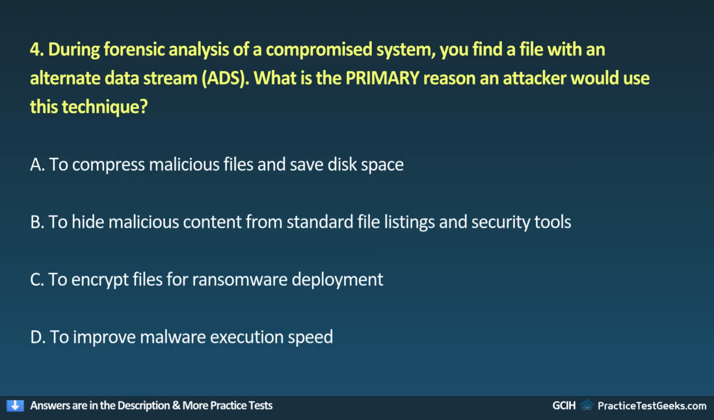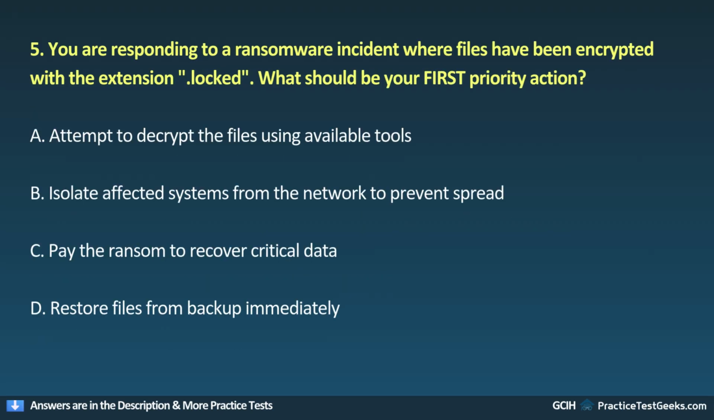A. To compress malicious files and save disk space. B. To hide malicious content from standard file listings and security tools. C. To encrypt files for ransomware deployment. D. To improve malware execution speed. 5. You are responding to a ransomware incident where files have been encrypted with the extension .locked. What should be your first priority action?